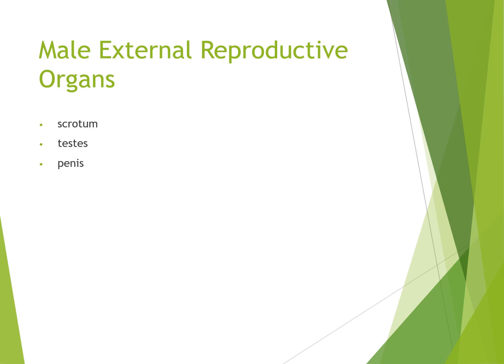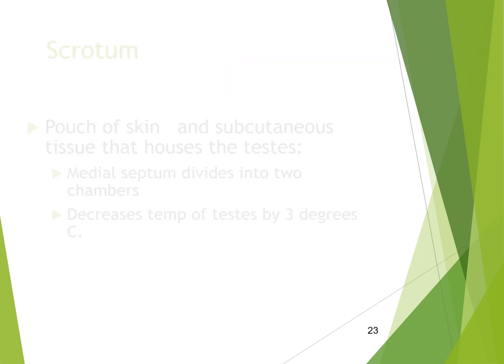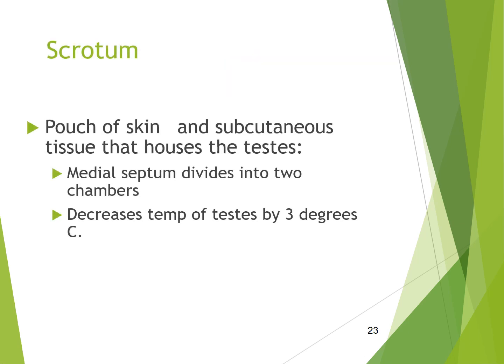Now we'll look at the male external reproductive organs: the scrotum, the testes, and the penis. The scrotum is a pouch of skin and subcutaneous tissue that houses the testes. The scrotum has a medial septum that divides it into right and left chambers. The function of the scrotum is to house the testes and decrease the temperature about 3 degrees C. Sperm production does not occur optimally at normal body temperature.